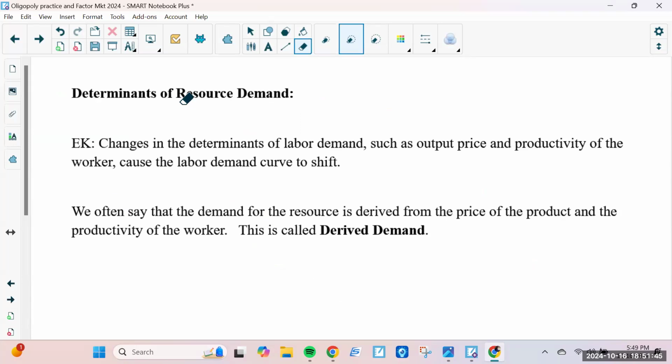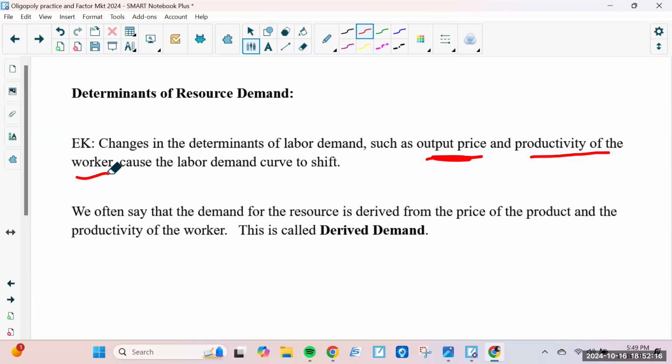Every time we learn a curve, we then shift it. We shift it and then we rotate it. We're going to shift it first. So the determinants of resource demand, the two biggest ones they're going to ask about on the AP exam, are the price of the product, the output price, and the productivity of the worker, how productive the worker is. These are the two biggest things that shift the demand curve for labor. The demand for labor is price of the product and productivity of the worker.